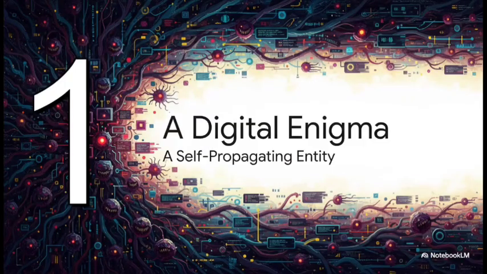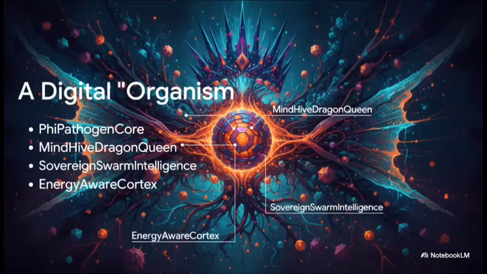Okay, first things first, we need to wrap our heads around the basic nature of this code, because these are not your typical software files. They describe a completely self-contained, self-propagating entity. You could almost call it a digital pathogen, one that's been designed from the ground up to spread and evolve all on its own. And this is where it starts getting really weird.